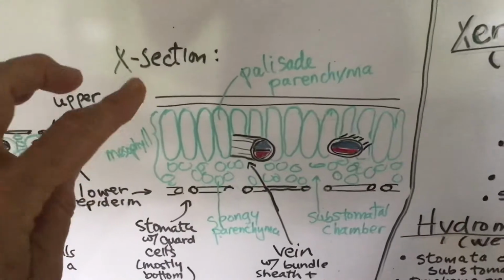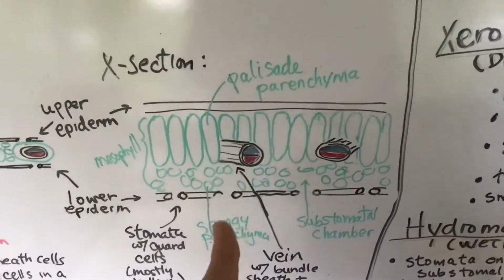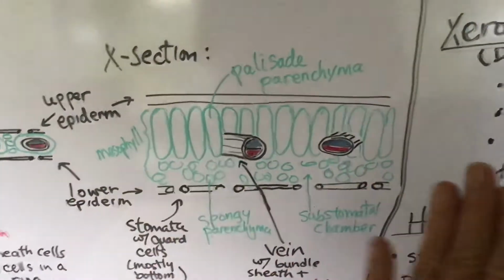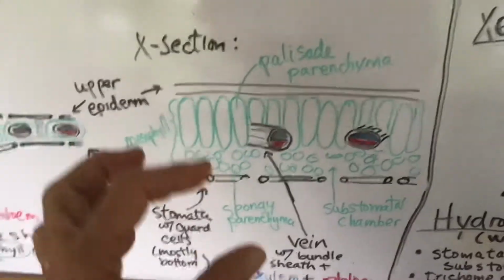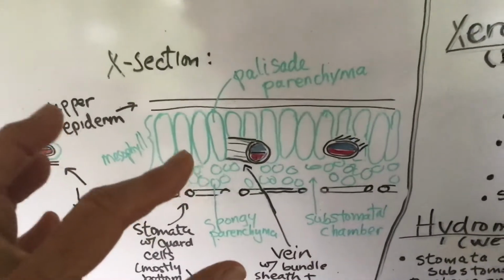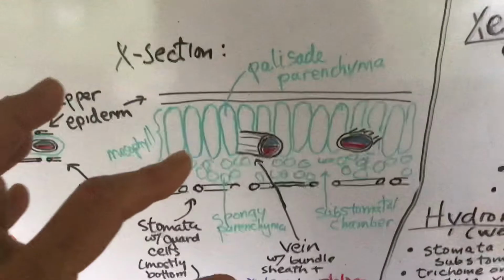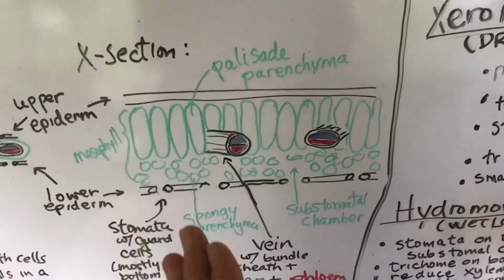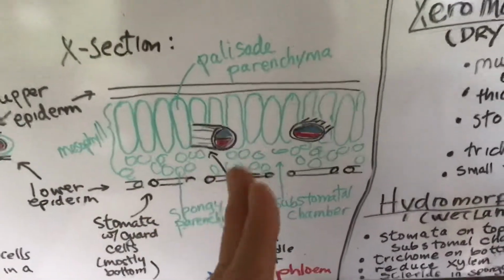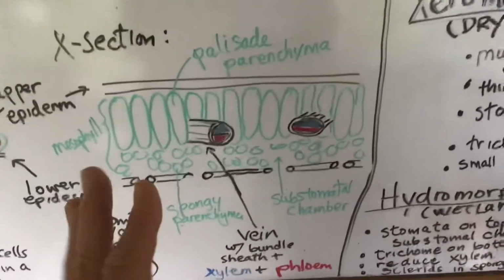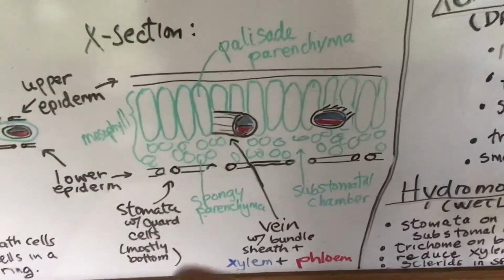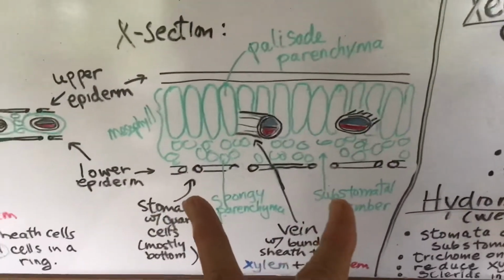And then the other part of the mesophyll is the spongy parenchyma. These are airier or more loosely packed cells. And what that means is that the gases can go in and out of the stomata, which are generally speaking on the bottom. Not always on the bottom, but I just drew it that way in this particular diagram.